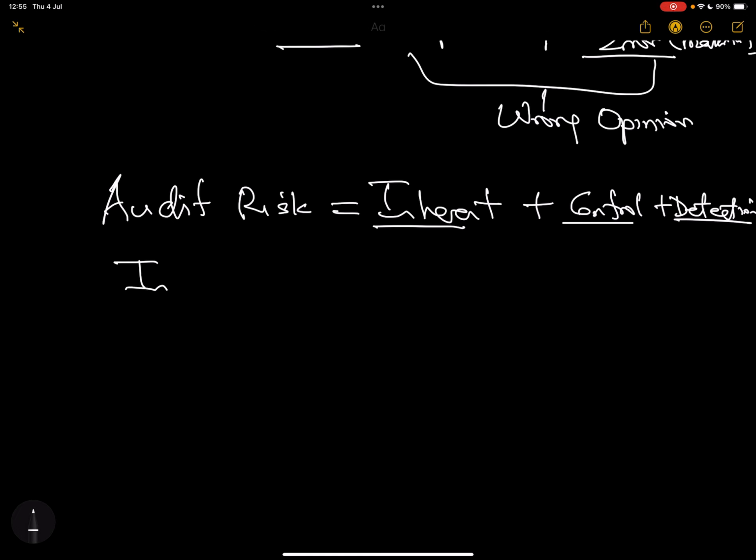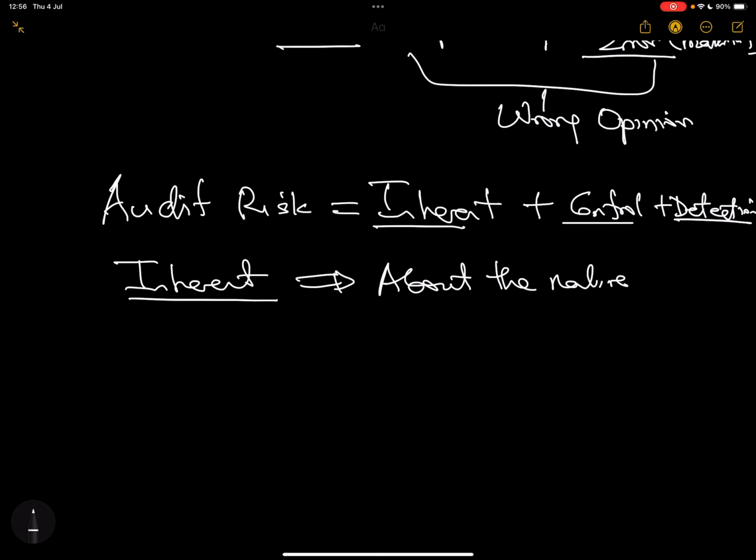Inherent risk is just the risk that is, as the word states, inherent, that is in the nature of the business. Let me put it like that. It's about the nature of the business. Take, for instance, tech companies are always going to be exposed to fast-paced technology, so obsolescence would be a major factor to consider in the tech space.